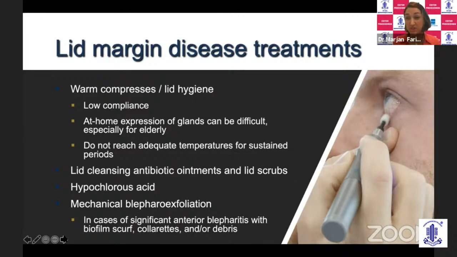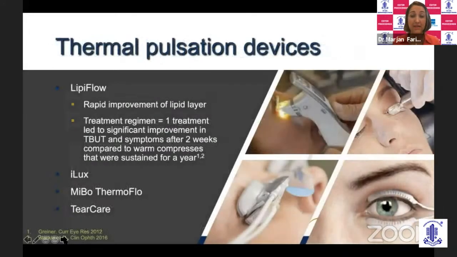Blepharoexfoliation is great, especially if there's a lot of debris on the lid margin, as are lid cleansing and ointments. There are also in-office procedures, thermal pulsation type procedures, and there are multiple approaches now. I do like to offer these to patients who I think can benefit in the preoperative period from a more rapid expression of those oil glands. So something like LipiFlow, iLux, MiboFlo, TearCare System, all of these essentially heat and squeeze to get those oil glands flowing again.